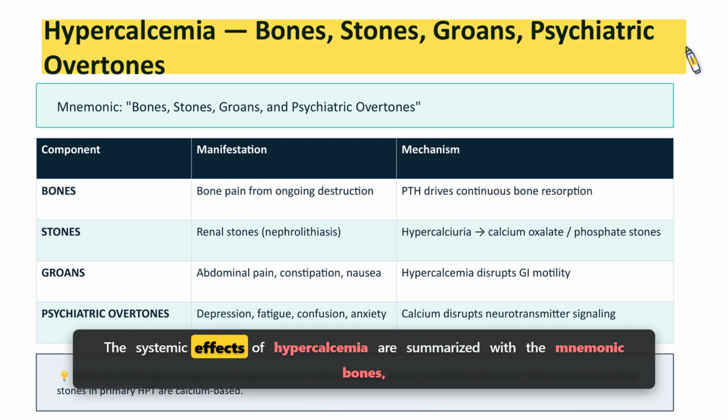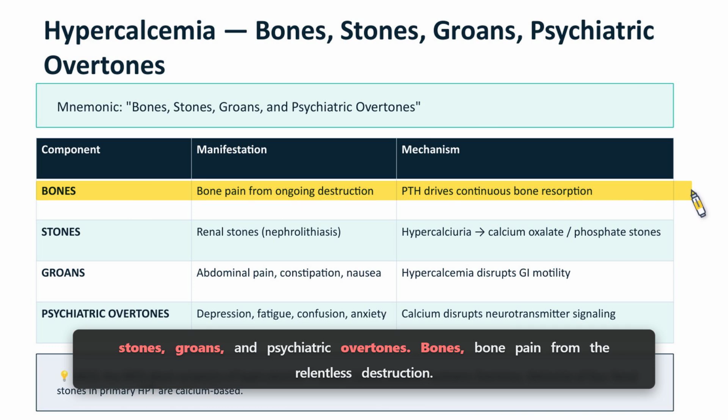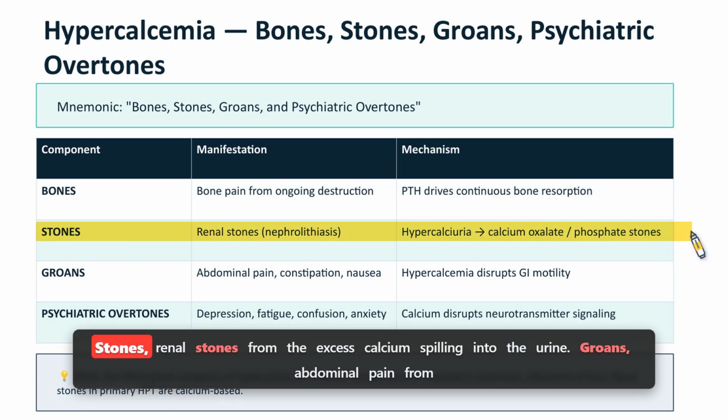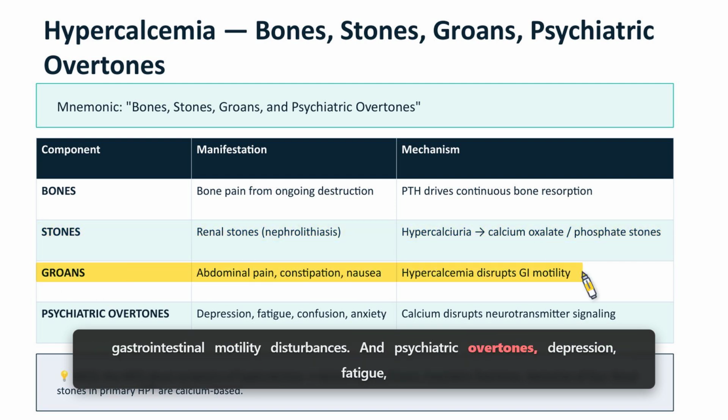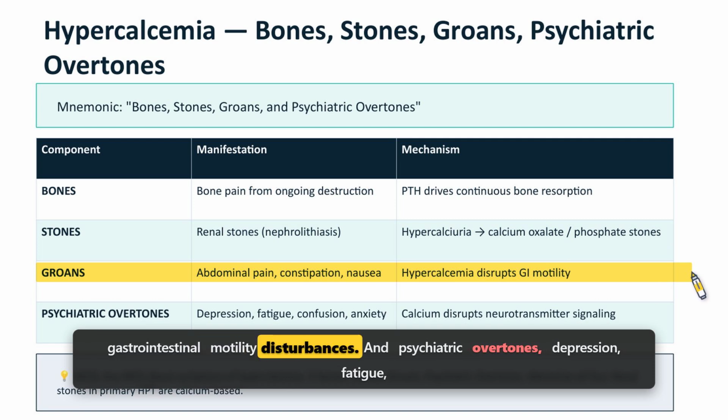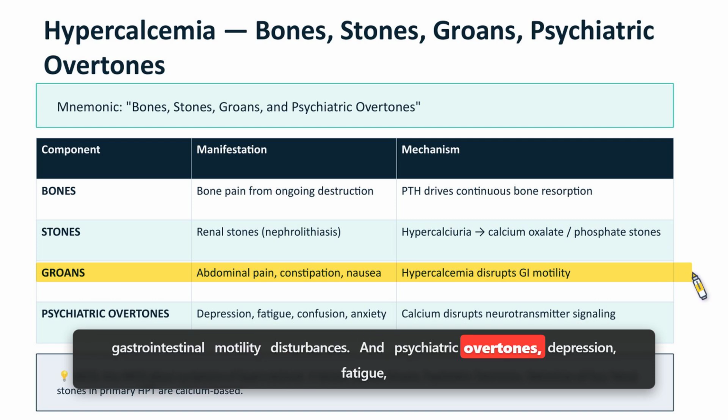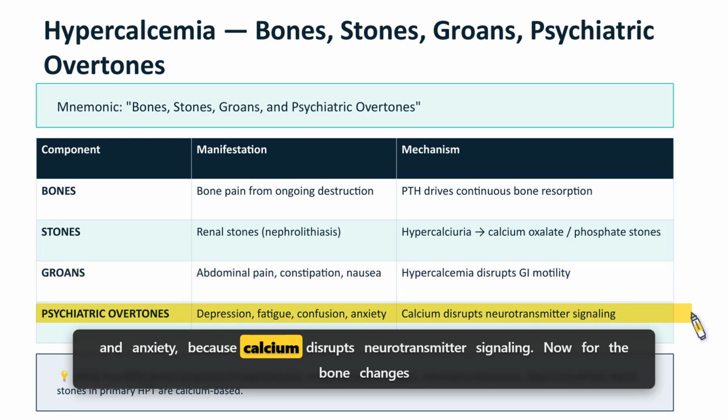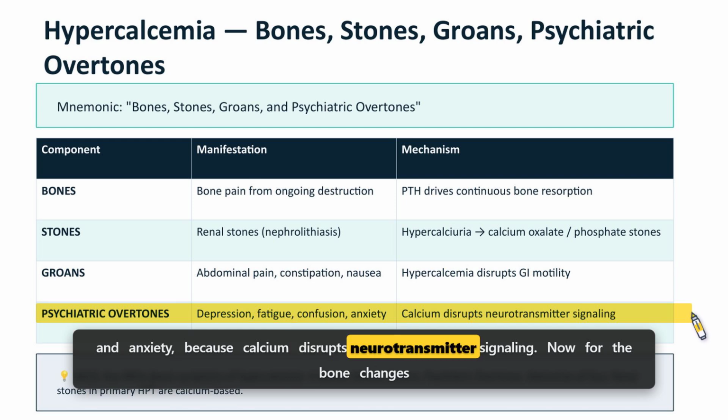The systemic effects of hypercalcemia are summarized with the mnemonic: bones, stones, groans, and psychiatric overtones. Bones, bone pain from the relentless destruction. Stones, renal stones from the excess calcium spilling into the urine. Groans, abdominal pain from gastrointestinal motility disturbances. And psychiatric overtones, depression, fatigue, and anxiety, because calcium disrupts neurotransmitter signaling.